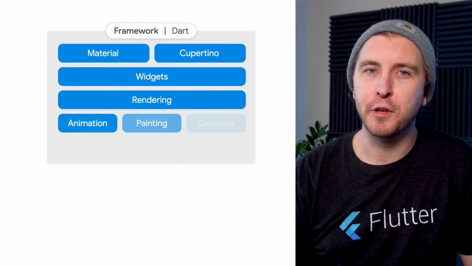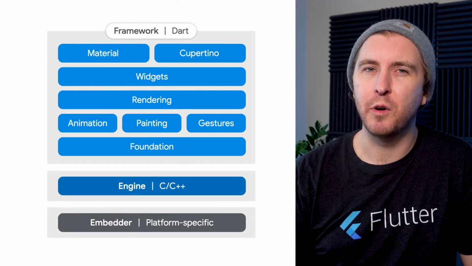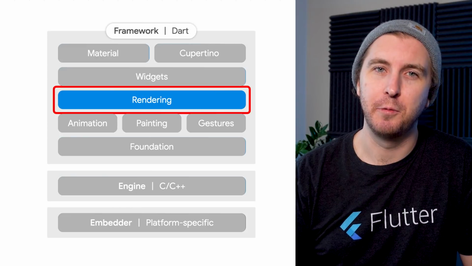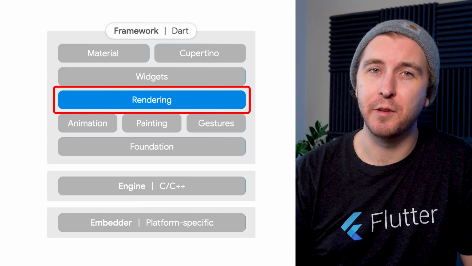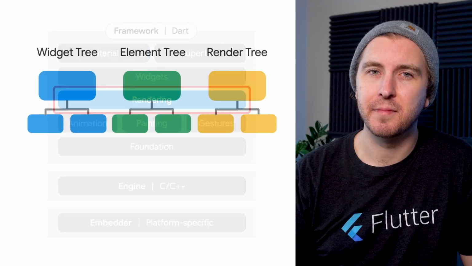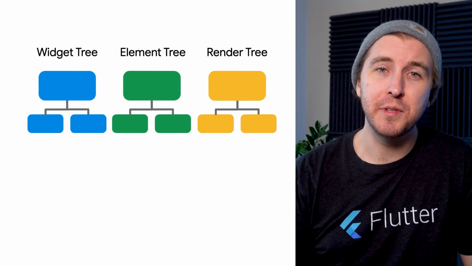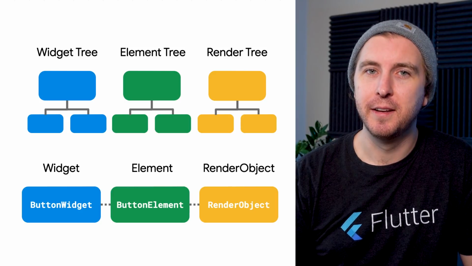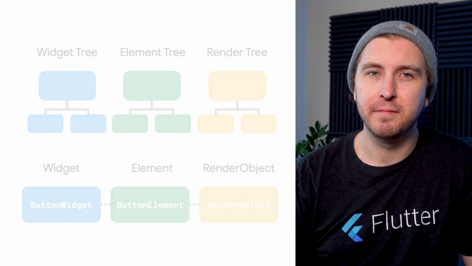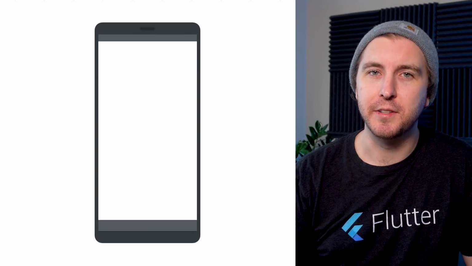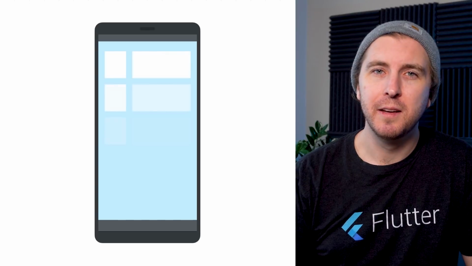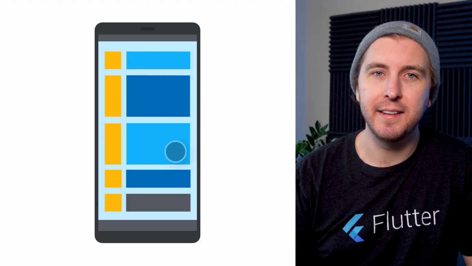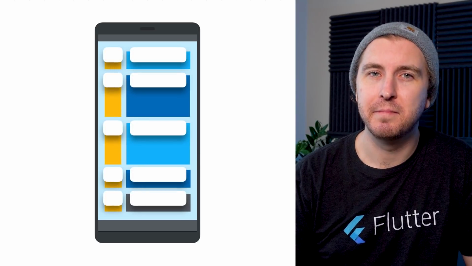You're probably most familiar with the widgets layer, but what about the layer below? This is the rendering layer, which deals with render objects and their related classes. The widgets layer uses the rendering layer, so you don't typically see render objects in your code, but they're there. But what do render objects do? Well, quite a bit, actually. They deal with layout, painting, hit testing, and accessibility.